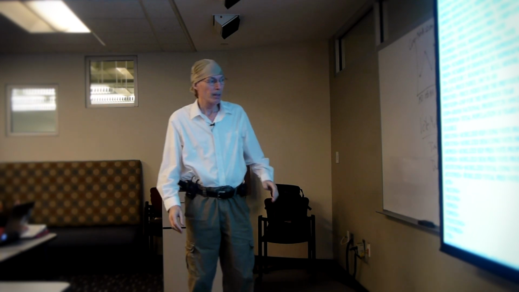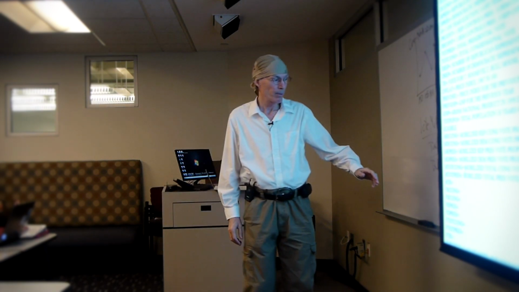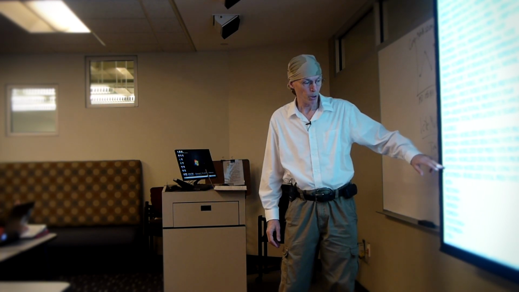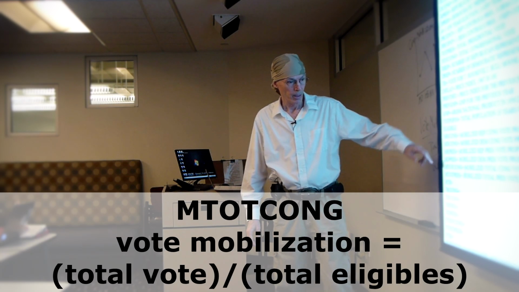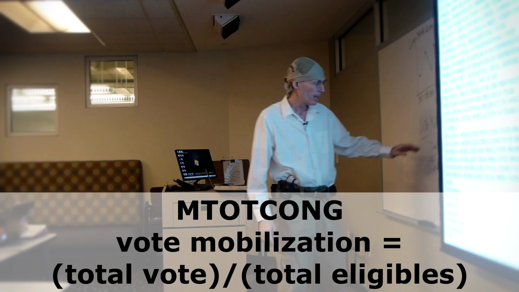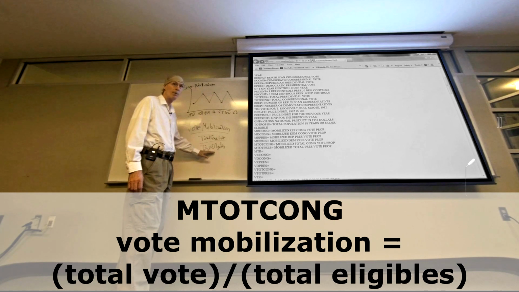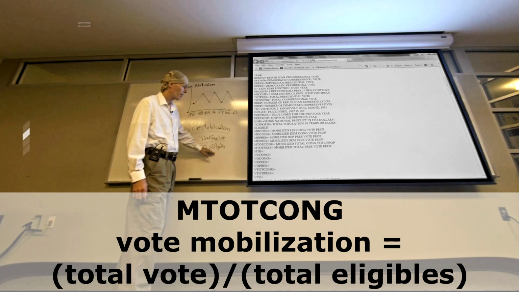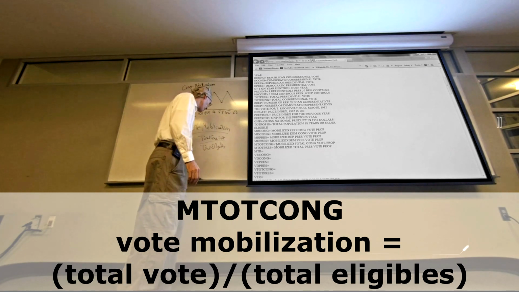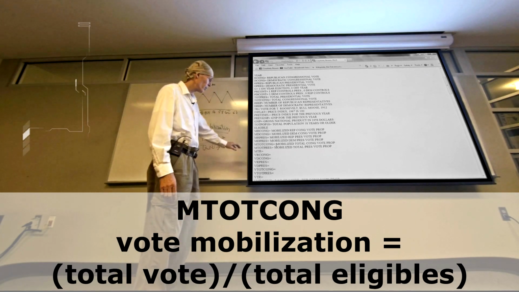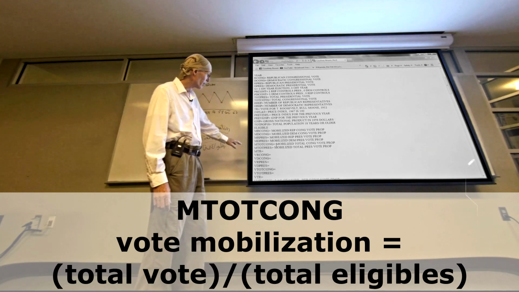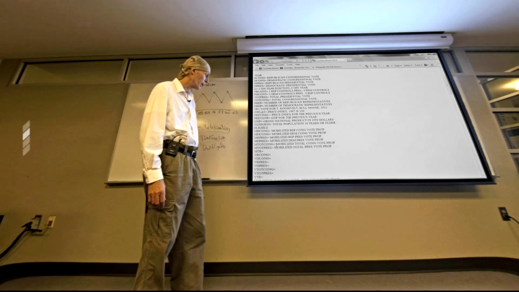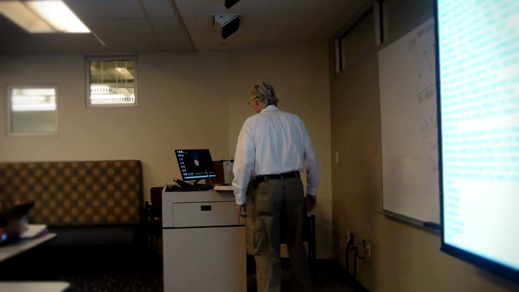What we're going to be doing here is using this variable here, mtotcong. Mtotcong is the mobilized total congressional vote. It's the proportion, and this was gotten by taking the total congressional vote and dividing it by the total eligibles. The eligibles is another variable here, which is just the eligible people that were able to vote.